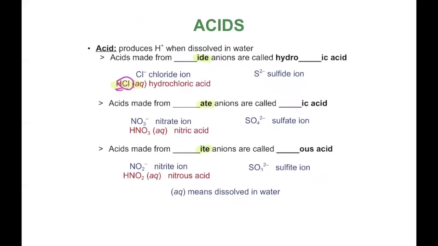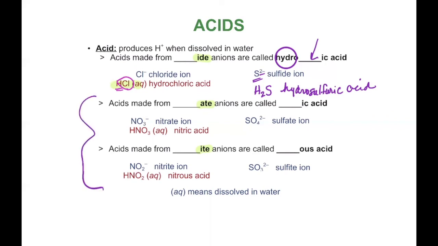If we're going to use the example where we have sulfide ion, S2 minus, then that is going to be called hydrosulfuric acid. And so the acid would be H2S. We need the 2 because the S is 2 minus, and that is going to be hydrosulfuric acid. So IDE becomes hydro-blank-ic acid. From the periodic table, we'll know the charge so we can know how many protons, and then we write hydro at the beginning of the name. So the bottom 2 examples are from the polyatomic ion table.